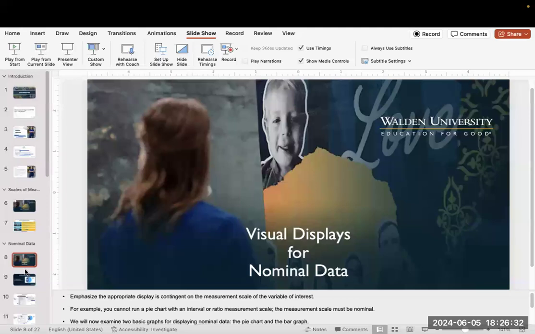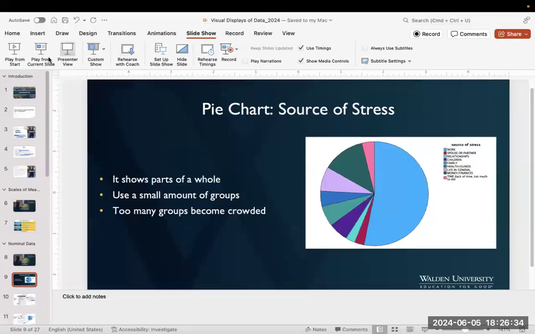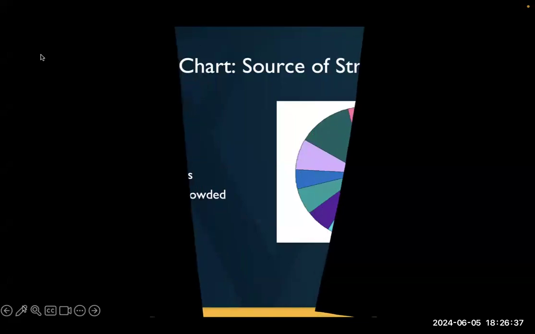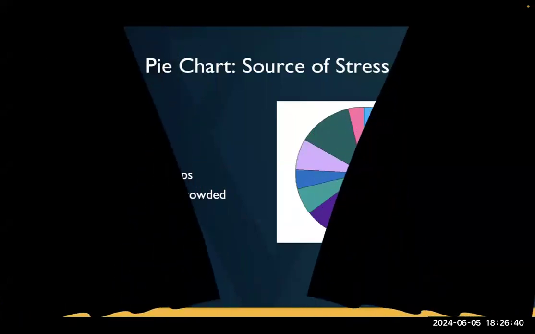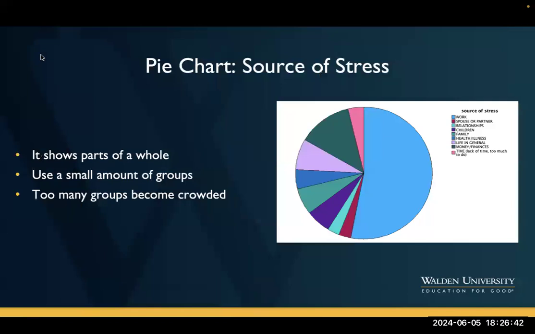is the pie chart. Okay? Now, what we're going to do is a pie chart, and we'll go through the example of looking at a variable called the source of stress. It shows the parts of a whole. You use it when you have a small amount of groups. You wouldn't use this with 50, 60 groups because it becomes overcrowded. But let's take a look over here at the right. Tell me very quickly now, what is the largest source of stress here in this sample?